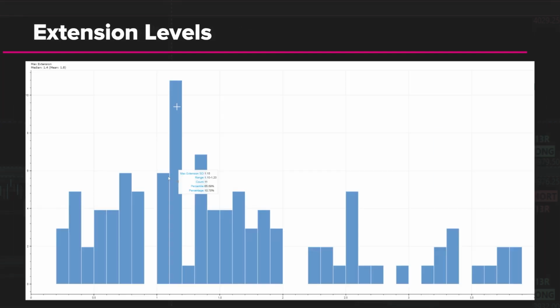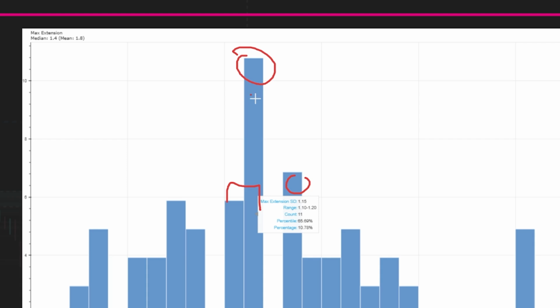We also have extension levels. Here we can see the most likely, highest probability extension levels. We have this one here, this one, and in fact these two right here might be an extension zone. But for sure we're going to want these things here, maybe this one here. This median value is also important for us.